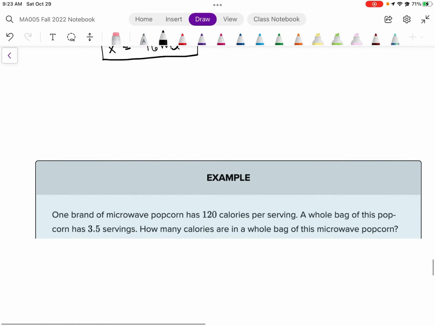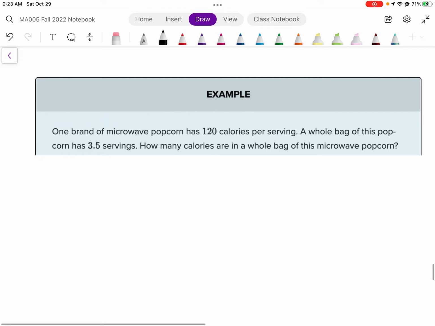All right. One brand of microwave popcorn has 120 calories per serving. A whole bag of popcorn has 3.5 servings. How many calories are in the whole bag? So 120 calories per one serving. So there's no number there, so a lot of people lose that per one serving. A whole bag of this popcorn has 3.5 servings. How many calories are in a whole bag? So this is going to be question mark calories or X calories.